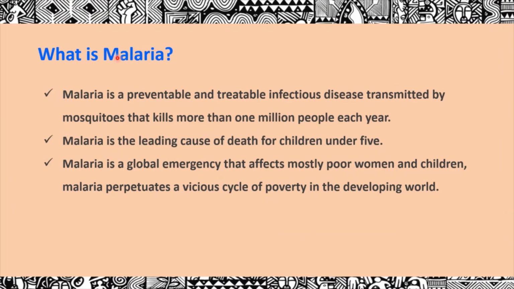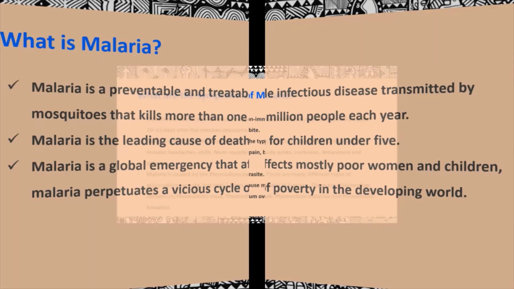Now, what is malaria? Malaria is a preventable and treatable infectious disease transmitted by mosquitoes that kills more than 1 million people each year. Malaria is the leading cause of death for children under 5. Malaria is a global emergency that affects mostly poor women and children. It perpetuates a vicious cycle of poverty in the developing world.